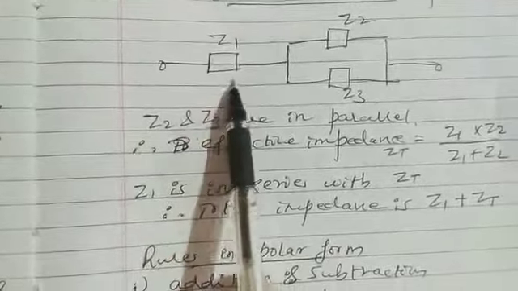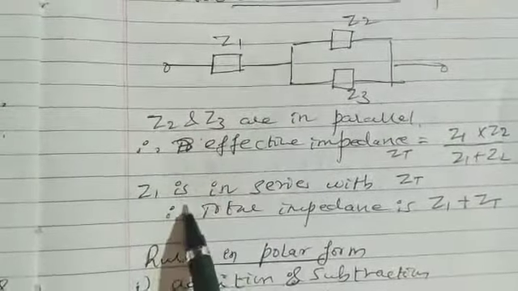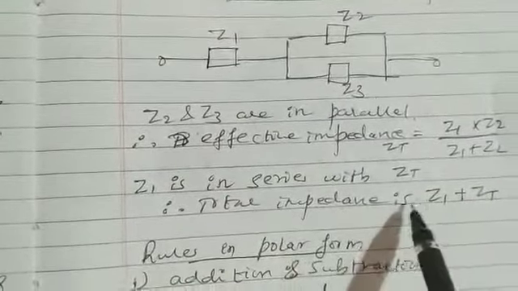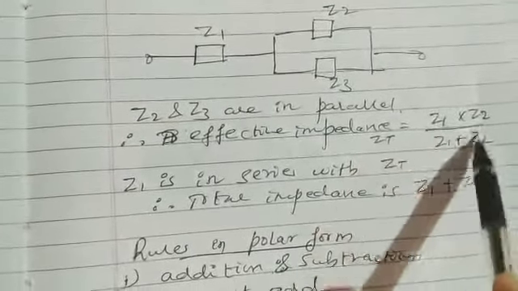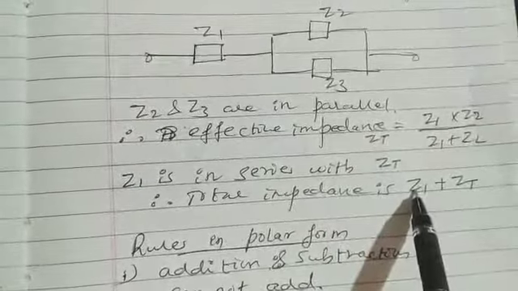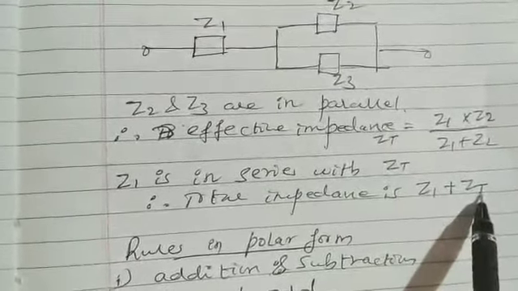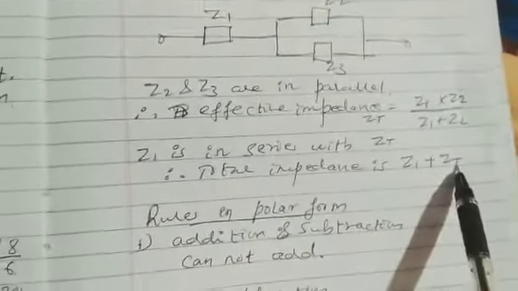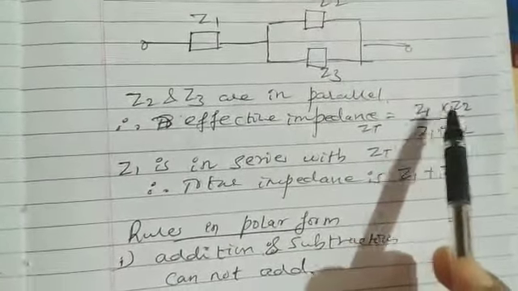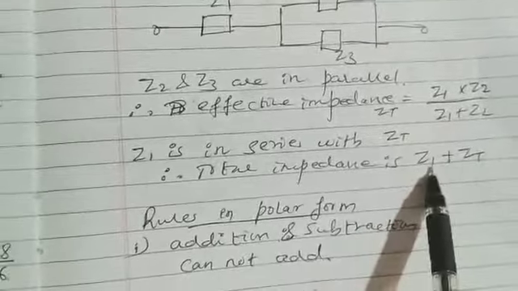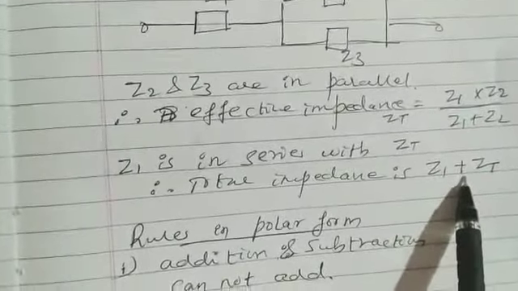Now Z1 is in series with this combination, hence the total impedance will be Z1 plus ZT. I have represented this combination as ZT, which is in series with Z1. So Z1 plus ZT will give me the total impedance. So here I have to mention all the calculated values, just substitute and we get the total impedance.